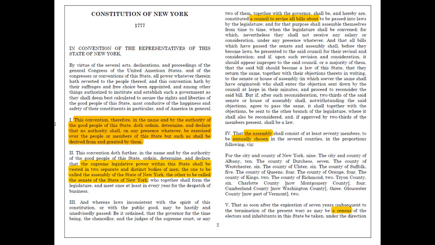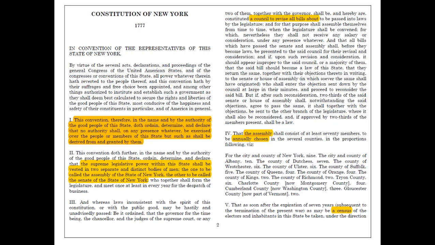And then in the second article, the first fundamental act of the people is to create the legislative power. Article 2 reads, "This convention doth further, in the name and by the authority of the good people of this state, ordain, determine, and declare that the supreme legislative power within the state shall be vested in two separate and distinct bodies of men, the one to be called the Assembly of the State of New York, the other to be called the Senate of the State of New York." So there we have the legislative power embodied in these two separate institutions. We call this bicameralism, for two houses of the legislature.